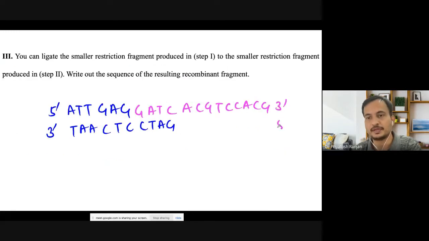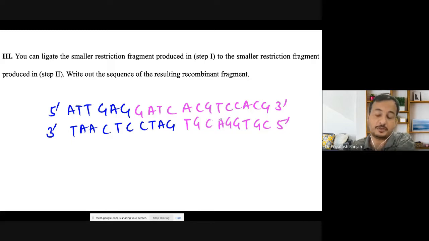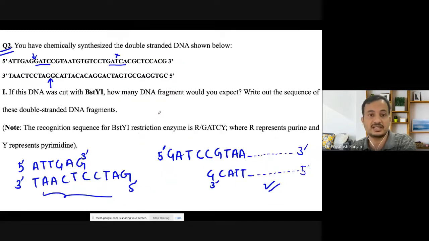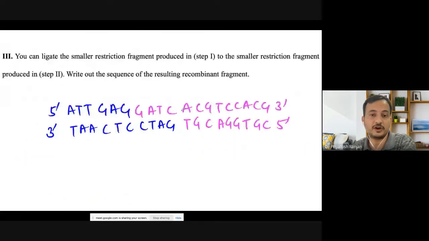So this is going to be 3 prime, 5 prime, CGTGGACACGT. Make sure that we are forming the hydrogen bonds with the complementary nitrogenous bases. You can see the ends generated by KSP221 as well as BSTY1 were compatible. So they have formed the hydrogen bonds first and then a later phosphodiester bond will form. So these strands will get ligated. This is the product which you are going to get after the ligation.